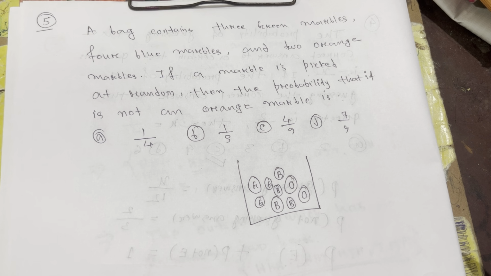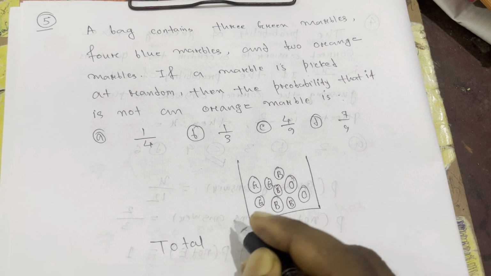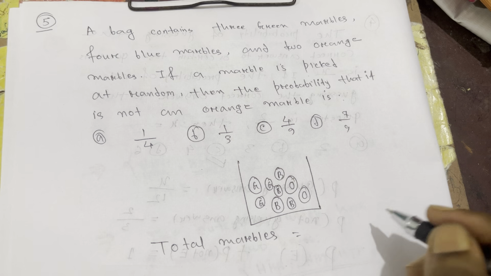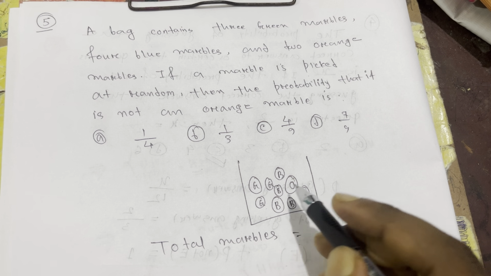If a marble is picked at random, without looking into the bag, if we pick up a marble, that marble will be not orange. Find the probability that the marble will be not orange. So how many marbles does this bag contain in total? How many marbles are inside this bag?